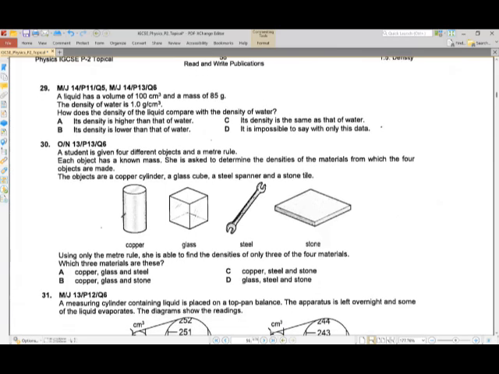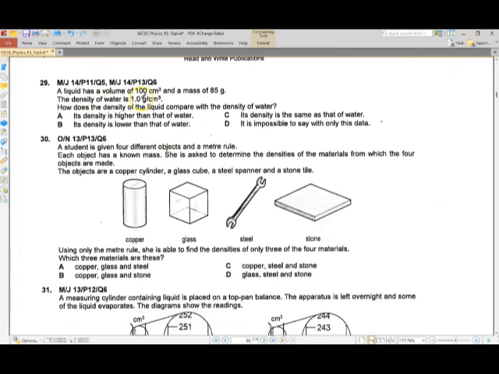Okay, question number 29. A liquid has a volume of 100 cm³ and a mass of 85 grams. The density of water is 1 g/cm³. How does the density of the liquid compare with the density of the water?